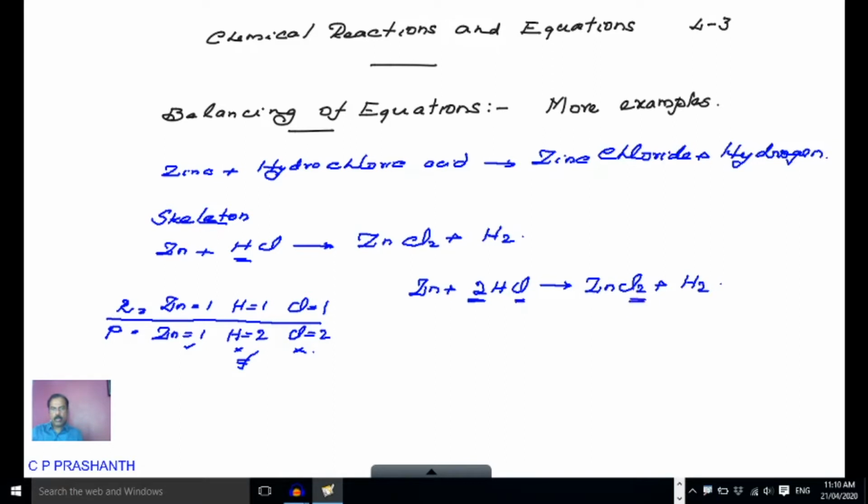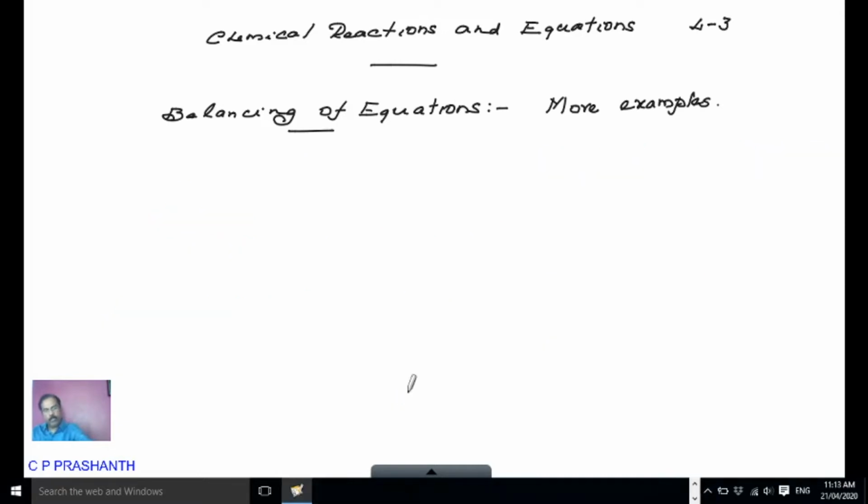Now we need to see the chlorine atoms. Now when we put 2 in front of HCl, the number of chlorine atoms has already become 2. Now let us check the whole equation. You can see number of zinc is balanced, hydrogen is balanced, chlorine is also balanced. Therefore the equation is balanced. Let's see the next example now.